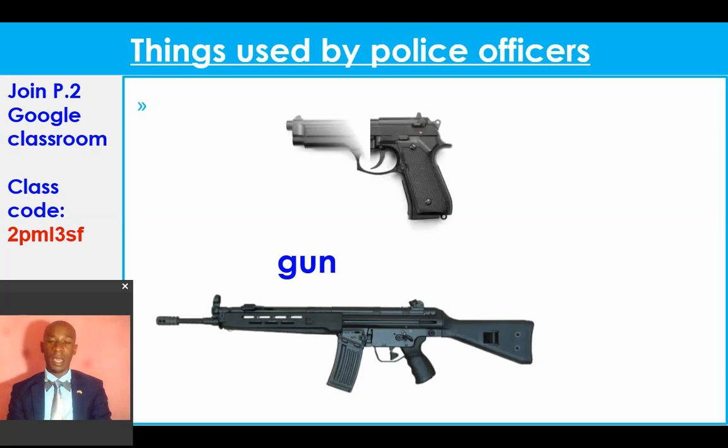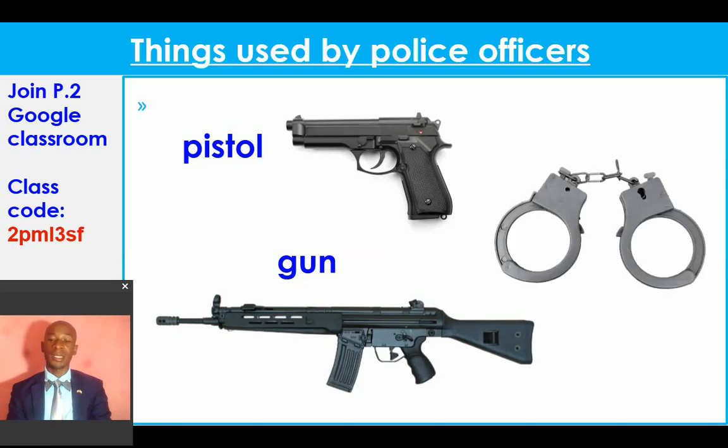Another one is here. What is that? That is a pistol. The word is pistol. Look at the correct spelling, because I will ask you either to draw or to name. So you must know both of them, so that you can identify the item by looking at it and write its name.